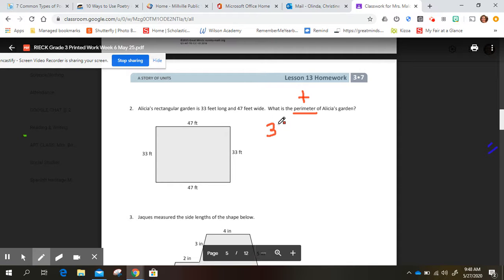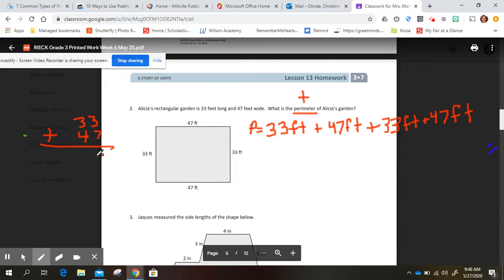So I could do perimeter equals 33 feet plus 47 feet plus 33 feet again plus 47 feet. And I'm labeling my equation. And now all I need to do is add these numbers together. So I'm going to do 33 plus 47. And that will give me 2 of the sides, 33 plus 47. And that gives me 80.